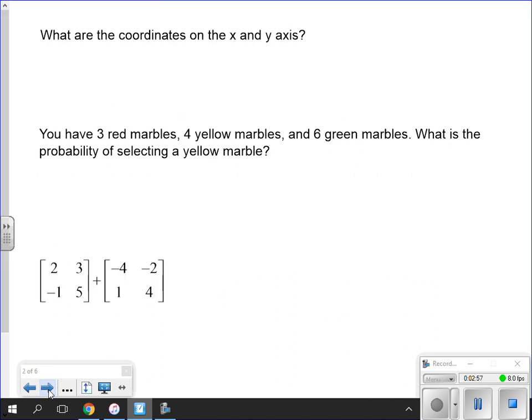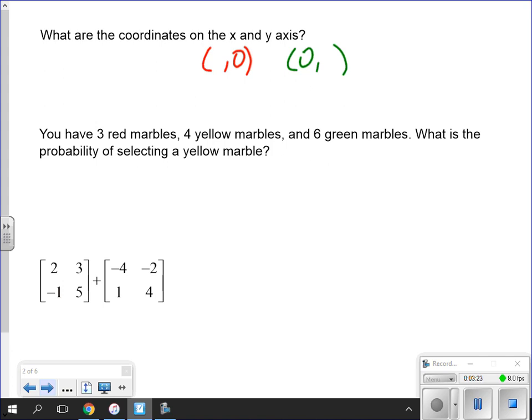Okay. So for the next question on your review, it asks you multiple choice questions on the x-axis and y-axis. Any point on the x-axis, the y is always 0, the x changes. Any point on the y-axis, the x is always 0, the y changes as you go up or down. That should be able to help you out.